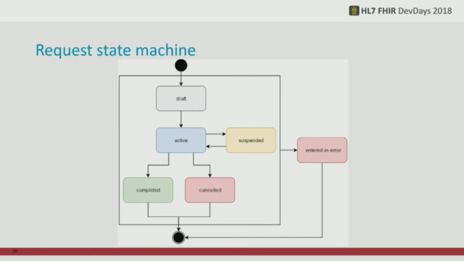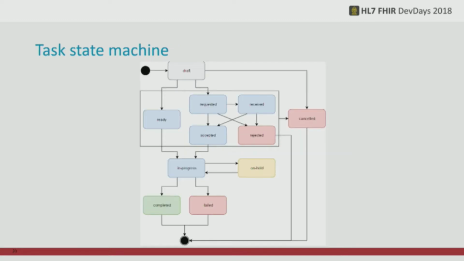And people often look at that request state machine and say, but I've got a whole bunch of other statuses that I use in version 2 or version 3 or other places. Where did they go? And the answer is they probably went into task.